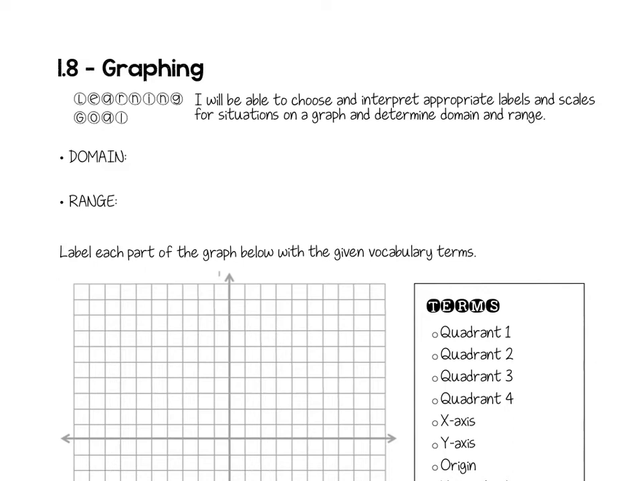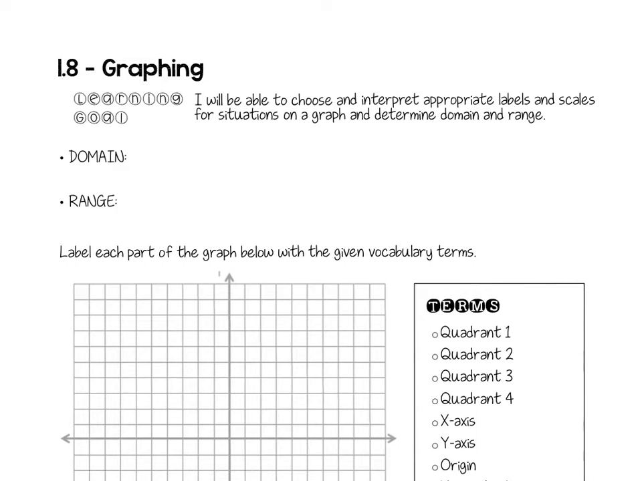Okay, so today we are looking at graphing. That's our very last lesson before the test, okay? Your goal here is to be able to choose and interpret appropriate labels and scales. That means what numbers you're putting on the side of your graph, for situations on a graph, and then determine domain and range. So first of all, you need to know what domain and range are.